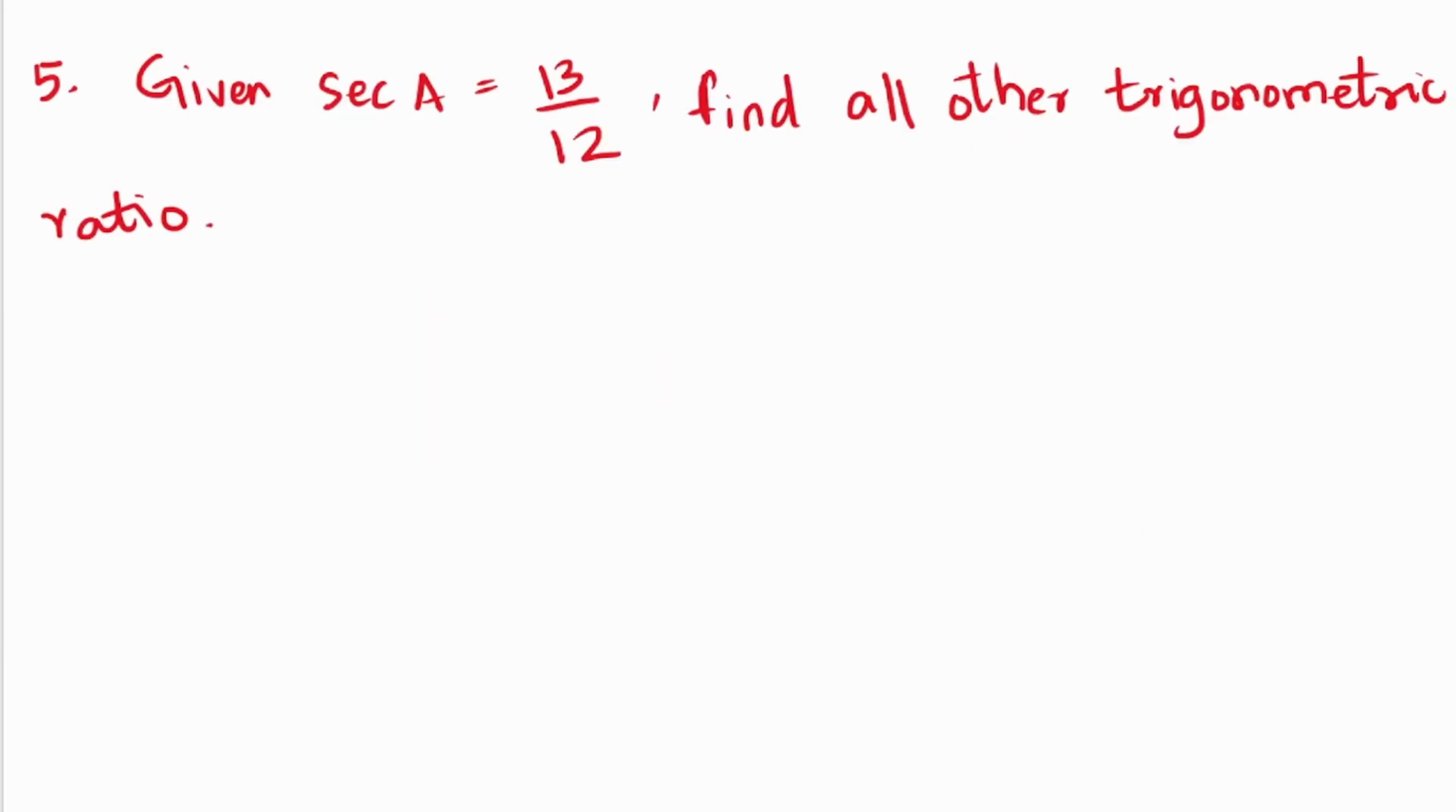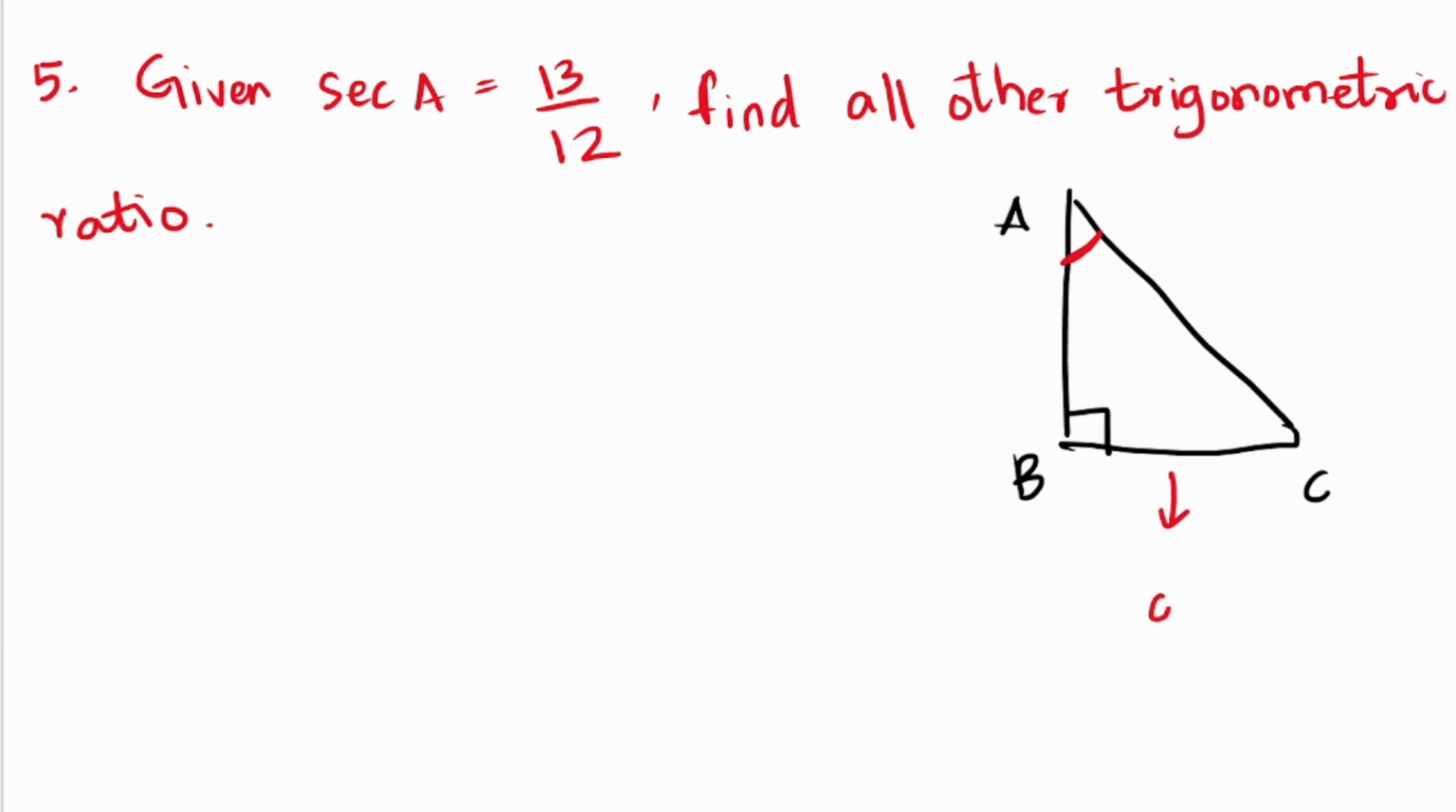So if cosec A is 13 by 12, find out all other trigonometric ratios. Alright, so let us draw as usual, drawing a triangle. Let's mark this as angle A, then you have angle B, and you have angle C. With respect to A, you have to solve, right? This is your angle A. With respect to angle A, this is the opposite side, this is the adjacent side, this is the hypotenuse.